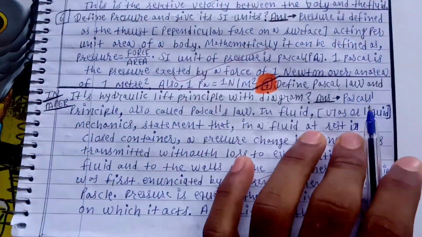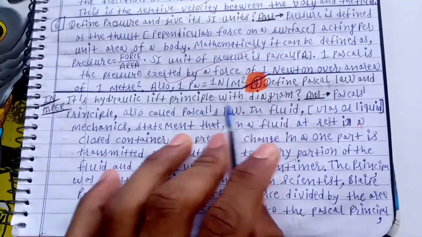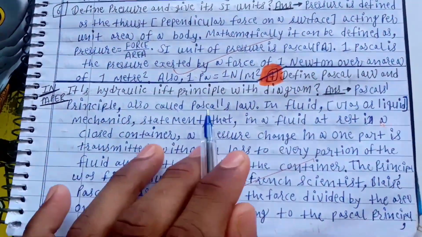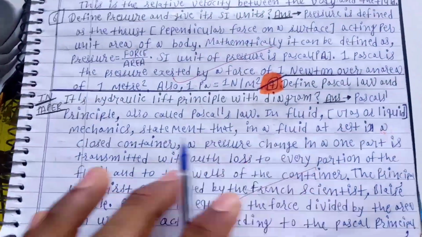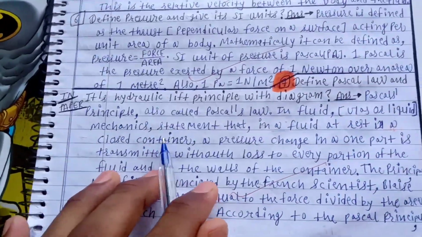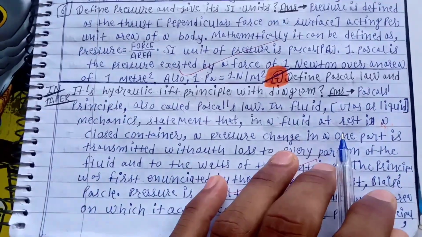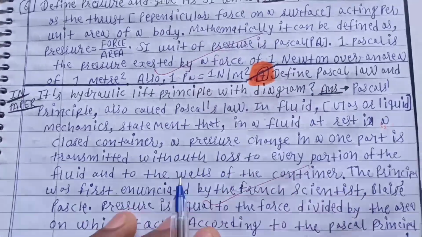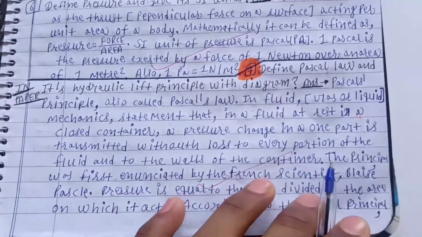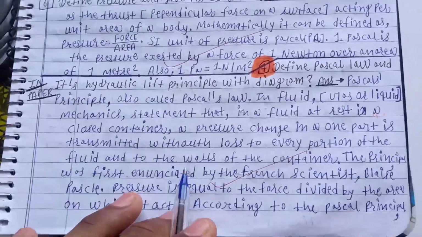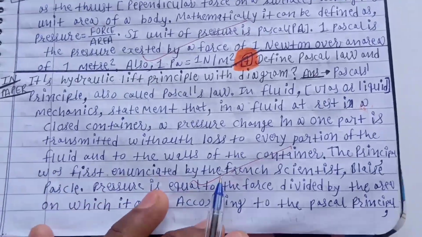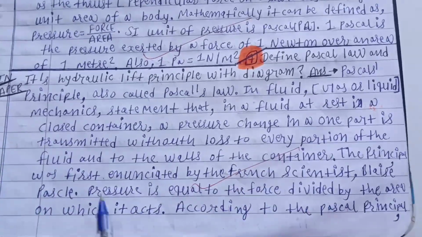Define Pascal's law and its hydraulic lift principle with the diagram. So, Pascal's principle, also called Pascal's law, in fluid, gas or liquid mechanics states that in a fluid at rest in a closed container, a pressure change in one part is transmitted without loss to every portion of the fluid and to the walls of the container. The principle was first enunciated by the French scientist Blaise Pascal.